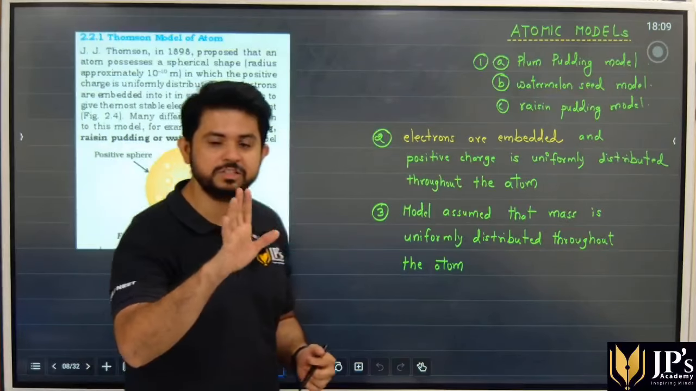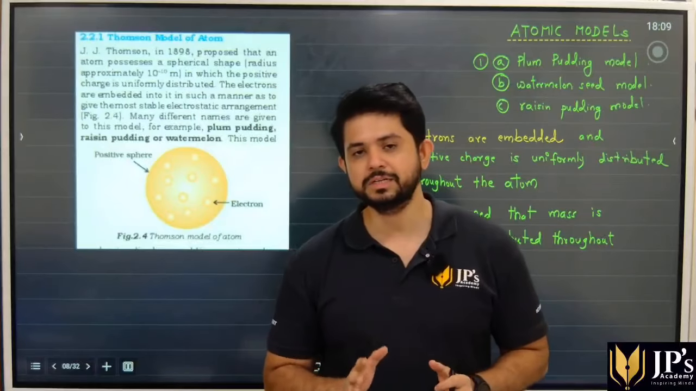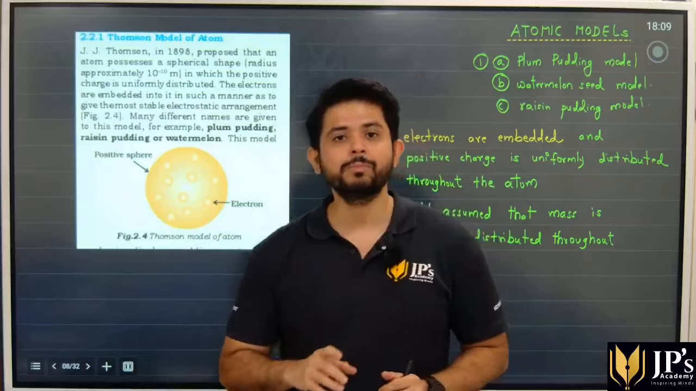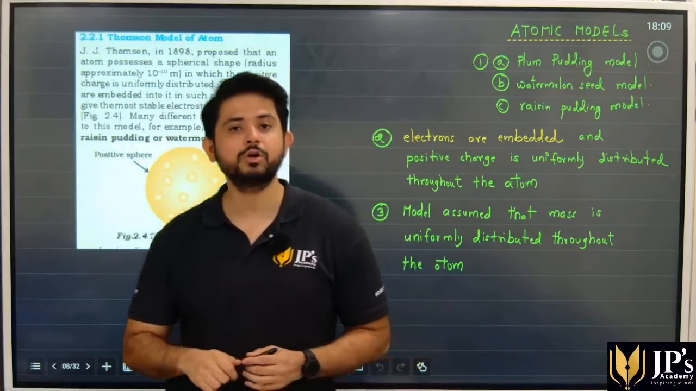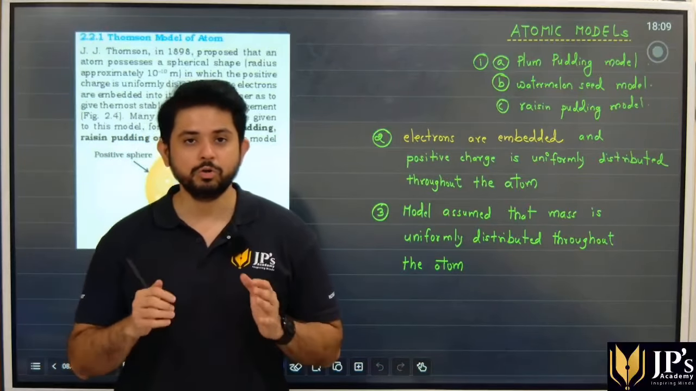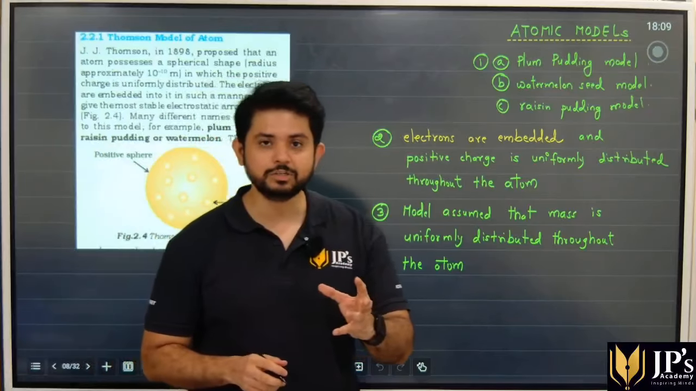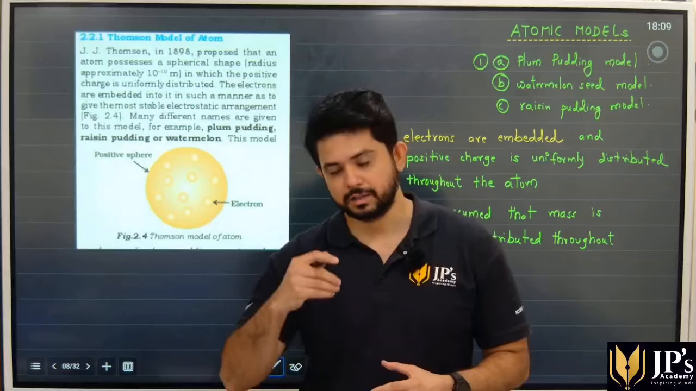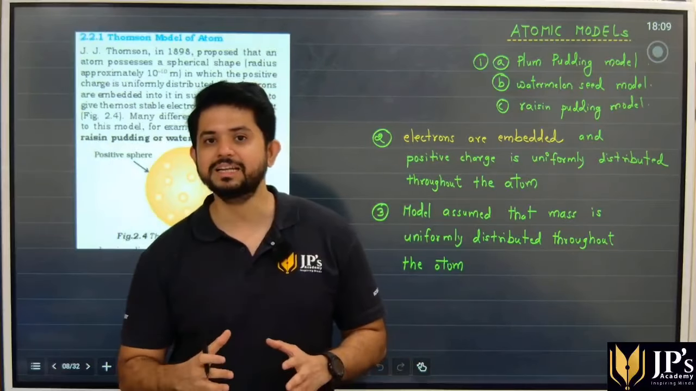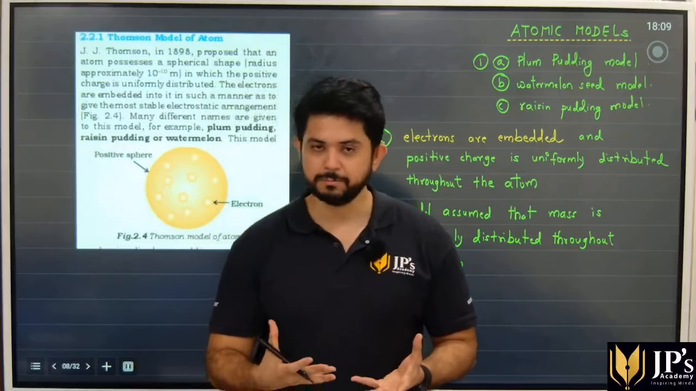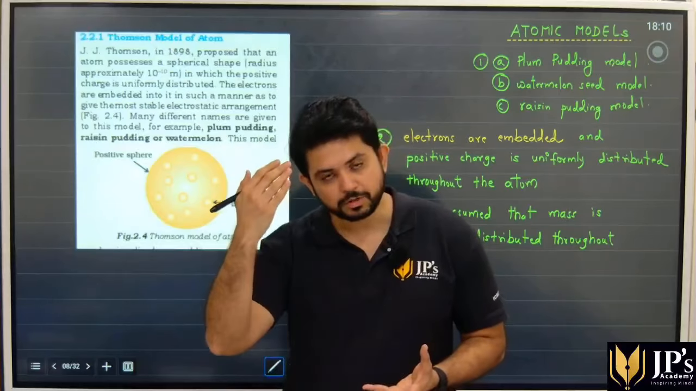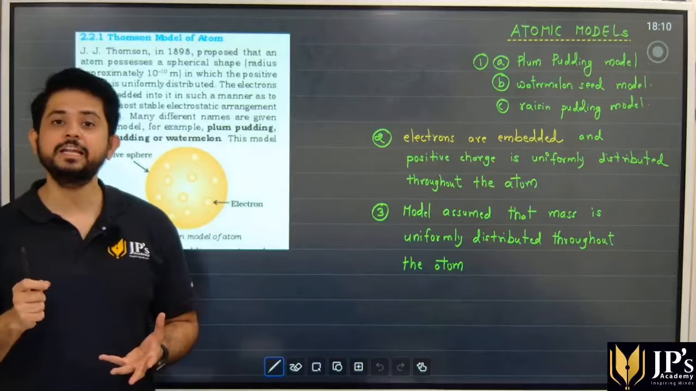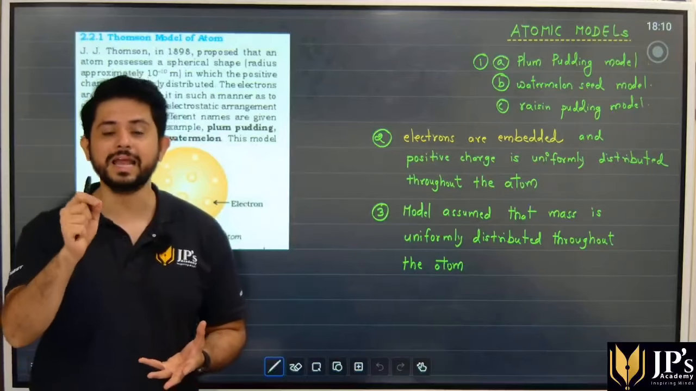Now, students, after Thomson's experiment, what J.J. Thomson did is he gave an atomic model. Thomson's atomic model is also called the plum pudding model or watermelon model. Because Thomson discovered the electrons, the protons or nucleus were not yet discovered. So in Thomson's atomic model, an atom is a sphere, and the positive charge is uniformly distributed through the atom, and the negative charges, like electrons, are embedded.